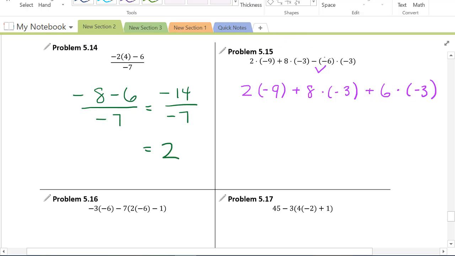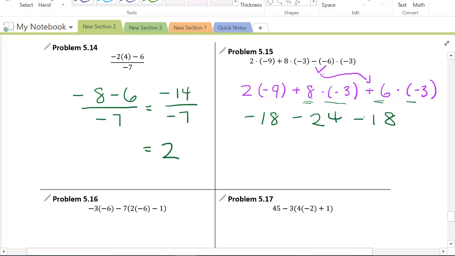Okay? And actually, this negative and negative is over now, right? 2 times negative 9 plus 8 times negative 3, plus 6 times negative 3. So now, let's finish this. Here, this is going to give us a negative 18, and it's going to be minus now, because this is going to give us 8 times a negative 3, so it's going to give us a negative 24. And then here we're going to have a positive 6 times a negative 3, which is a negative 18.